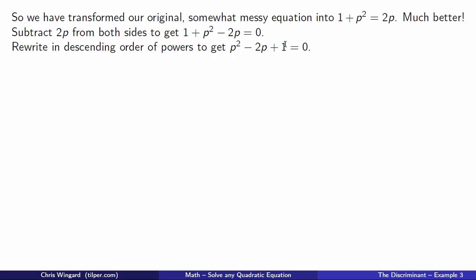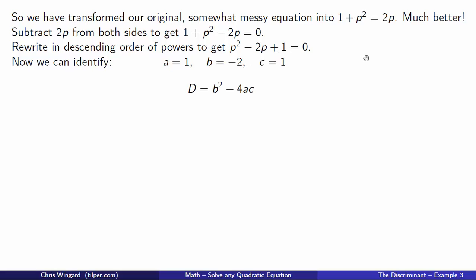Technically, we can think of that as 1 times p to the 0. So here's p to the second, p to the first, p to the 0. So this is in descending order of powers of p. Anyway, when we do that, we get p squared minus 2p plus 1 equals 0. And now we can identify a is 1, that's 1 times p squared. B is negative 2, careful with the negative sign there, that is attached to the 2, so b is negative 2. And then c is positive 1.